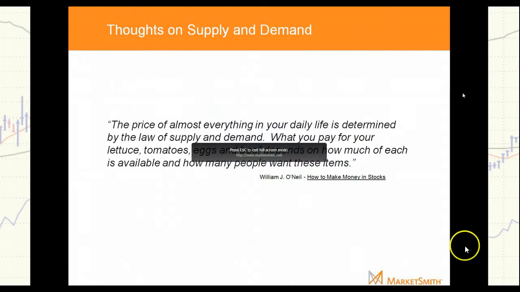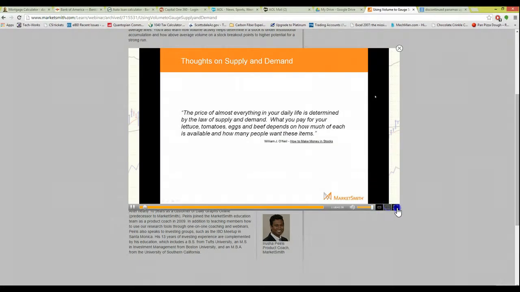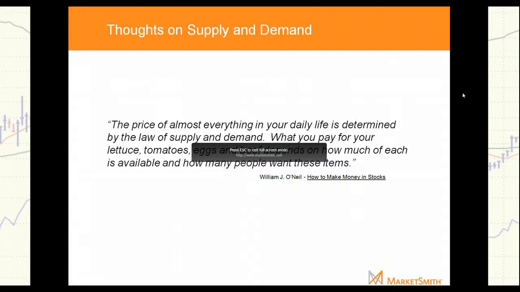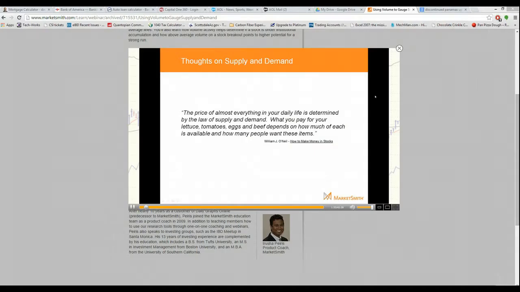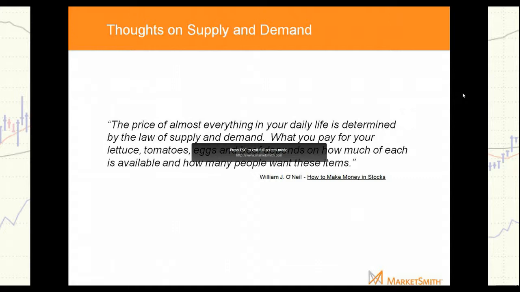Okay, so let's just go over the basic concept of supply and demand. So here's a pretty nice quote from William O'Neill in the How to Make Money in Stocks book, where pretty much everything is determined by the law of supply and demand. And so you're paying for that balance. It doesn't matter whether it's lettuce, tomatoes, eggs, beef, right? You're always paying for what people are willing to pay at that time, and how much supply there is out in the market. And so this does not change in stocks.